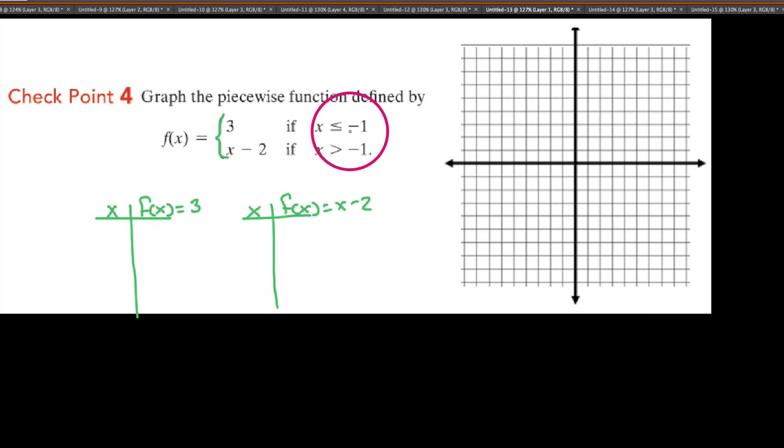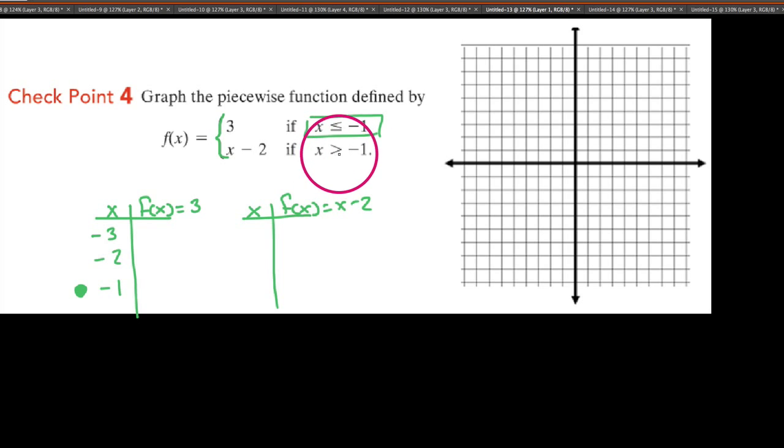And then what we'll do is we're going to say, well, I'm going to plug in values less than or equal to -1. So this would be like -3, -2, and -1. And then right here at -1, you'll notice this is less than or equal to -1. So what I'm going to draw right here is a closed dot next to my -1.